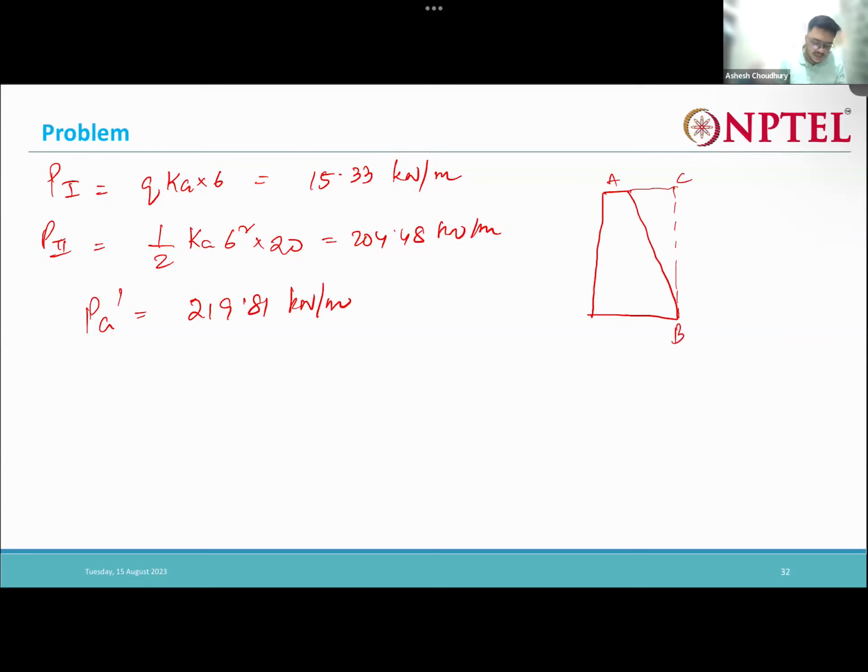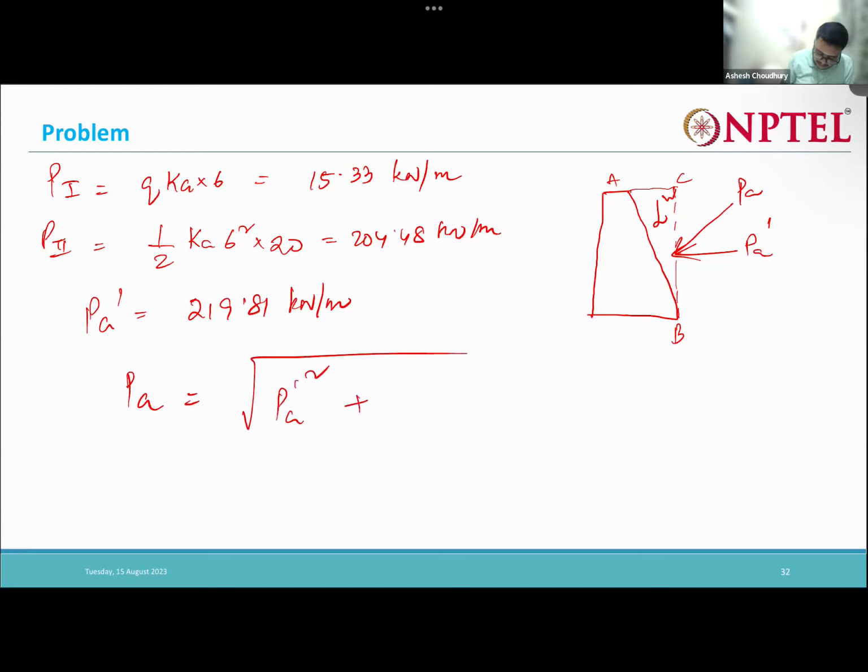So this PA dash that we determined is actually acting like this. But as it is inclined, our actual PA will be acting at some inclination like this. Now this PA is nothing but the resultant of PA dash and the weight of this soil wedge. So PA squared is PA prime squared plus weight squared.